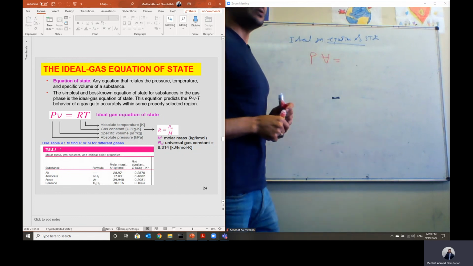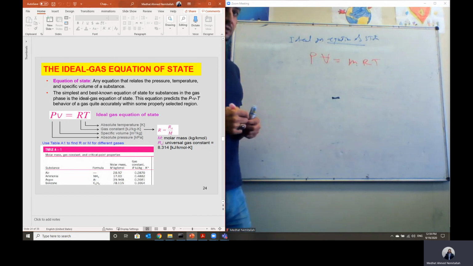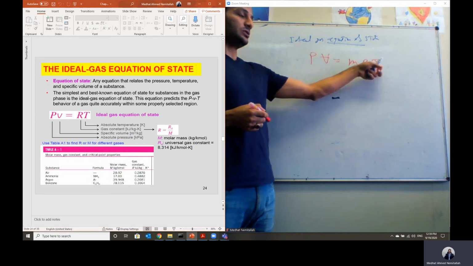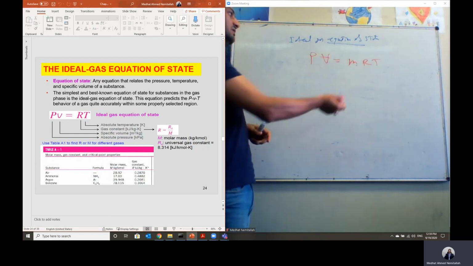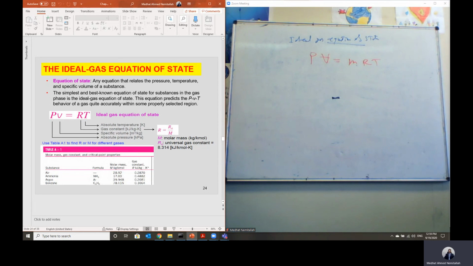The equation of state is PV is equal to mRT. So in this case, if I have two properties, let's say pressure and volume, then we can substitute in this relation to calculate the temperature. And if we have temperature and volume, then we can substitute to calculate the pressure. So when we have an ideal gas, we don't need tables; we can just apply the ideal gas equation of state.